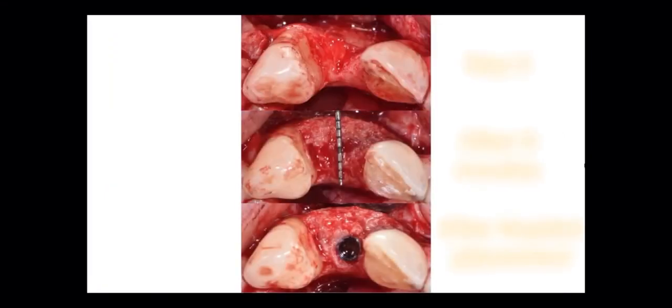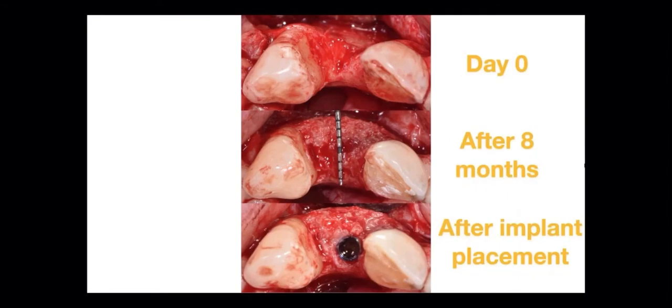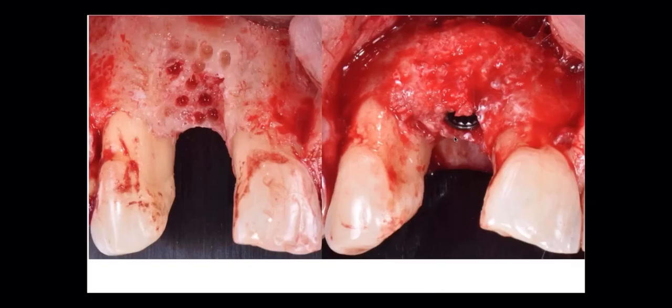So you can see here our 3 pictures from day 0 with 1 millimeter of width, after 8 months with 8.5 millimeter of bone width, and our implant that is placed in ideal position later on. Okay, so this was before and this is after. This is a buccal view.